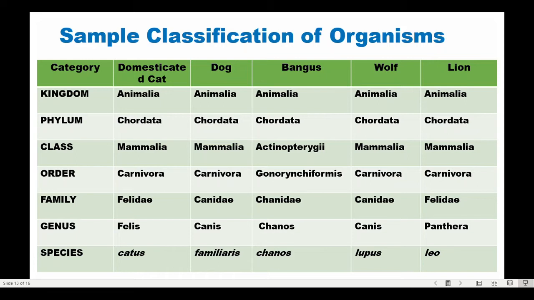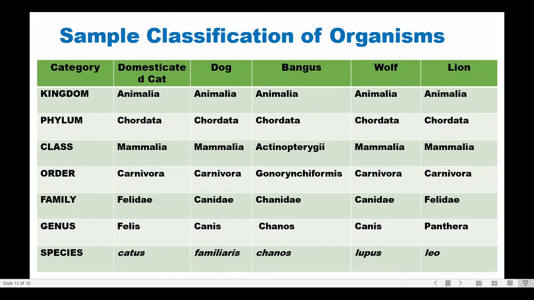Anong species? Yung cat. Okay, cat belong to the species Catus. Dog, Familiaris. Bangus, Chanos. Wolf, Lupus. Kaya nga lobo, diba? Tagalog. Lion, Leo. Leon. Ayan. So, wala na silang common ground kasi naubos na dun sa genus, no? Ito ay magkakaibang organism na nakilala sila under species.